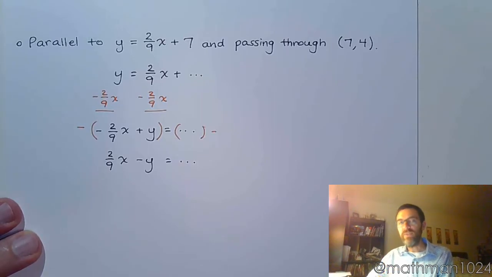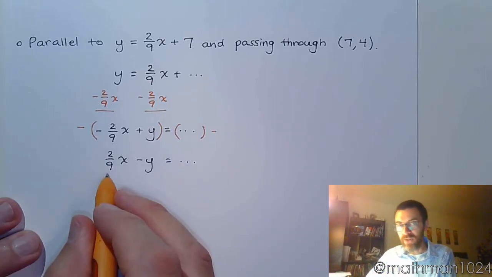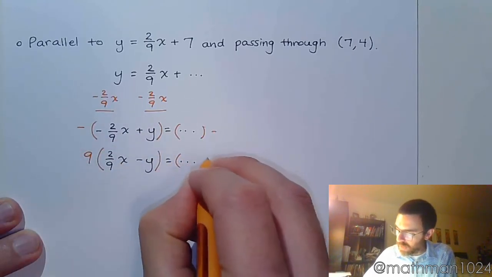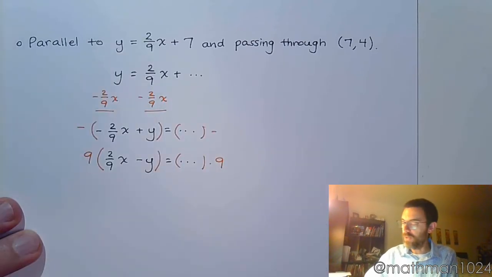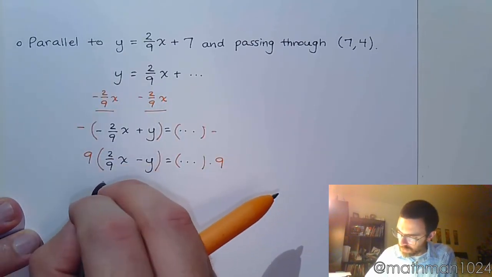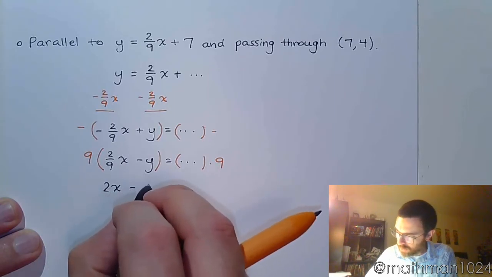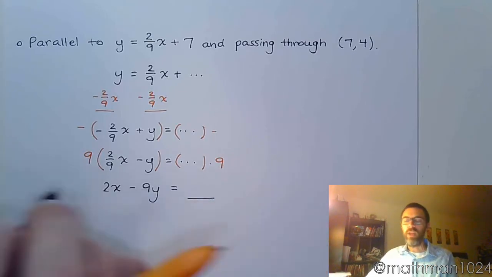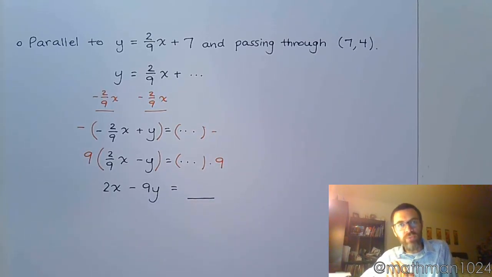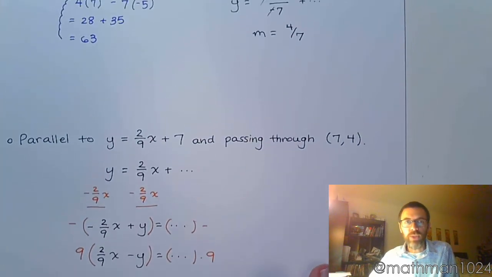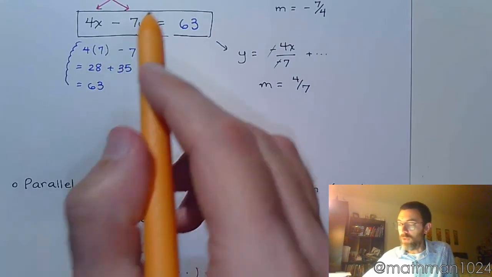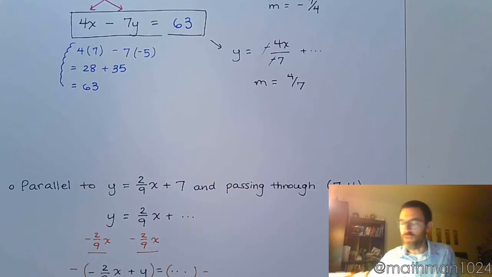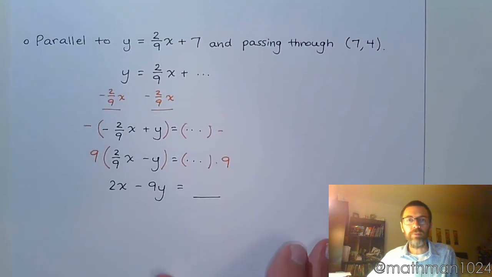So we took care of the negative, now let's take care of the fraction. If we multiply everything times that denominator, we can clear out that fraction, and the rest of the way is going to be super easy for us. So these guys reduce. We have 2x minus 9y equals blank. And the blank that we're going to fill in here is very similar to the blank that we filled in right here, where we found the 63. Just by plugging in the ordered pair that was going to be a solution to that line. We're going to do the same thing.